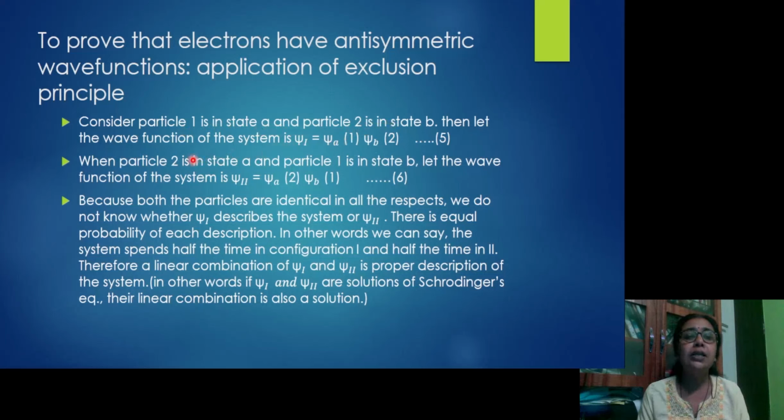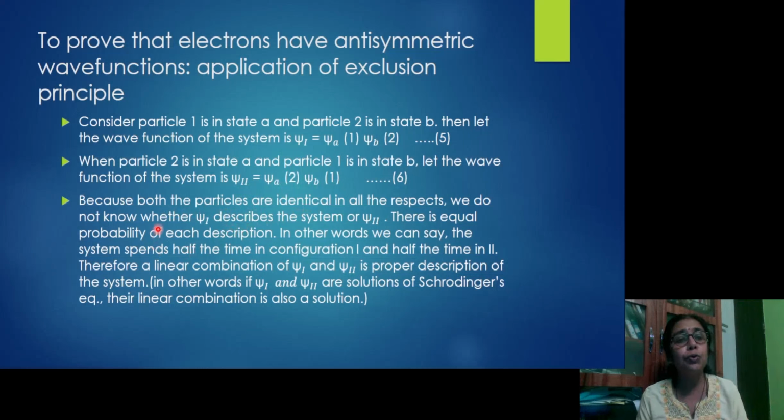Then let the wave function of the system be represented as psi 1. Here 1 is in state A, 2 is in state B. So this is the description for the first configuration. When particle 2 is in state A and particle 1 is in state B, then let us write the wave function in this fashion, psi 2, because both the particles are identical in all respects.